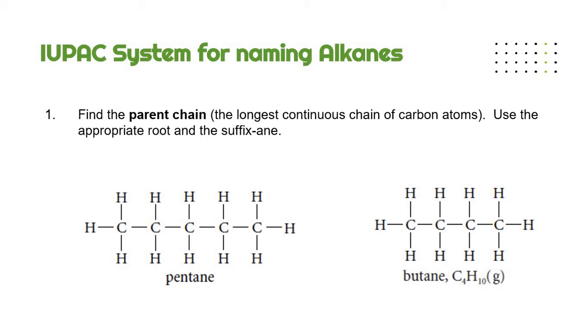Alkanes. How do we name alkanes? So the IUPAC system for naming alkanes, the first rule is to find the parent chain. This is the trick of looking for the longest continuous chain of carbon atoms. Continuous and longest. Use the appropriate root and the suffix -ane. So for this one, we can go from 1, 2, 3, 4, 5. So we have 5. So this is a pentane. Here, 1, 2, 3, 4. We can go a straight chain of 4 carbons. This is a butane.